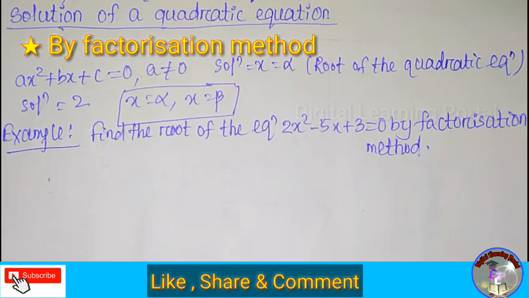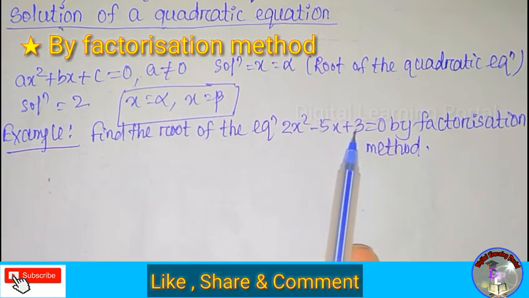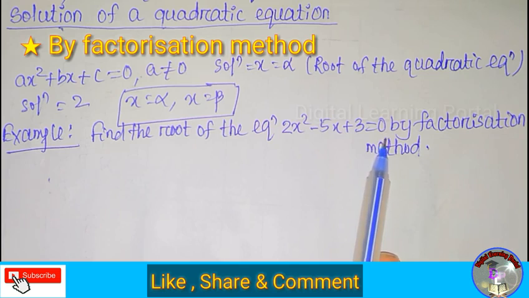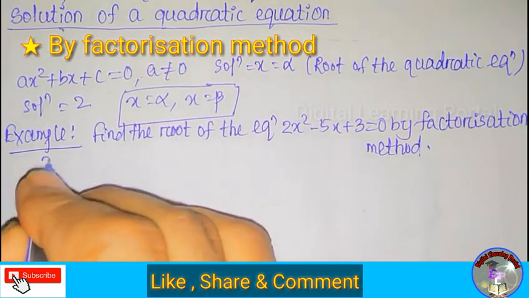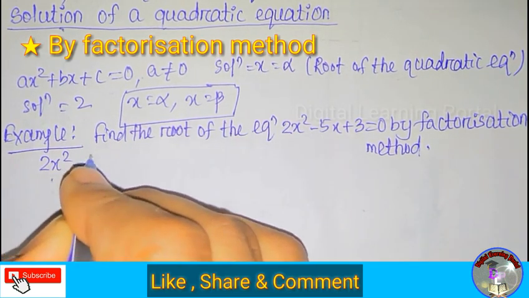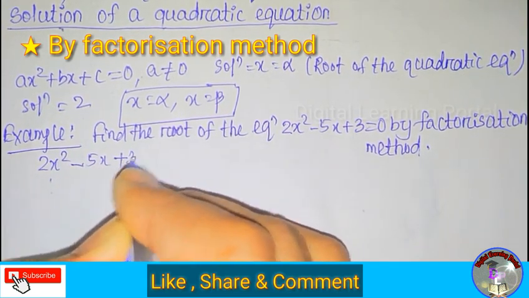And now let's solve an example. Find the roots of the equation 2x² - 5x + 3 by the method of factorization. Now we can write the equation 2x² - 5x + 3 = 0.